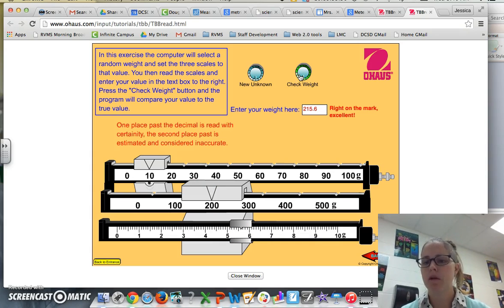So I hope that makes sense. I can upload the PowerPoint as well so that you can practice reading your triple beam balance if you would like to. And that's pretty much it.